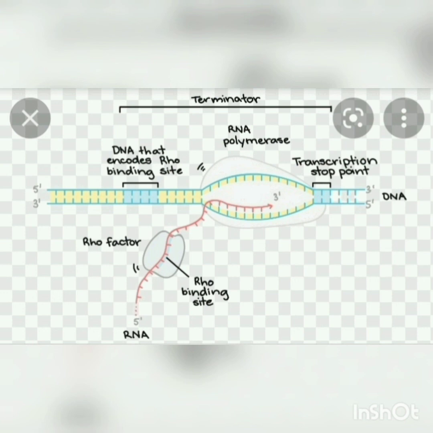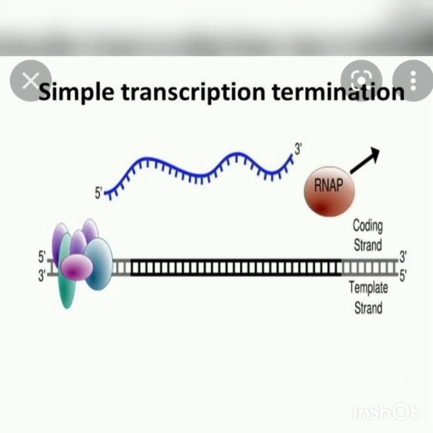When it attaches to the DNA, the RNA polymerase cannot move further. So the enzyme dissociates from DNA and consequently the newly formed mRNA is released. So the termination process results in the release of newly synthesized mRNA from the elongation complex.